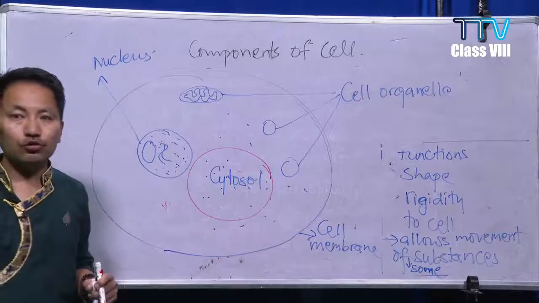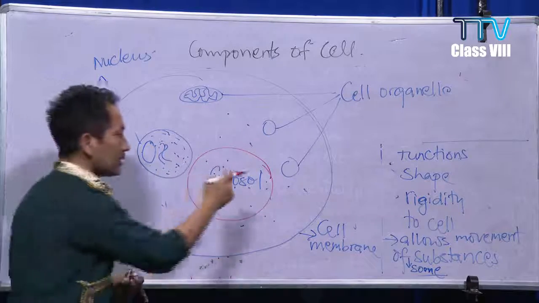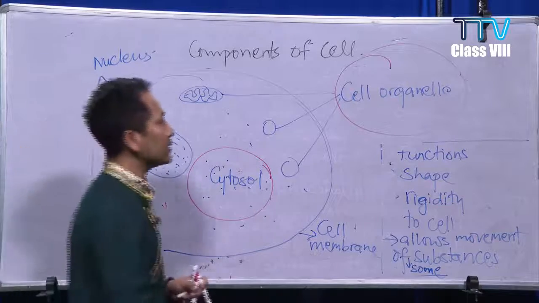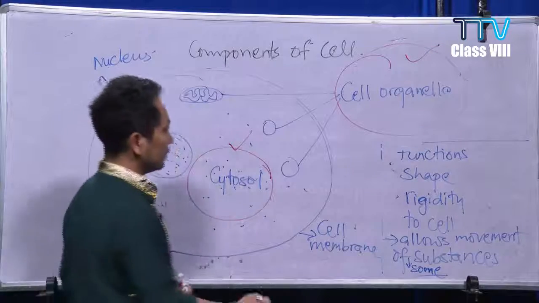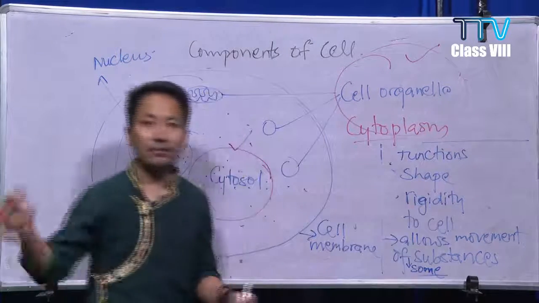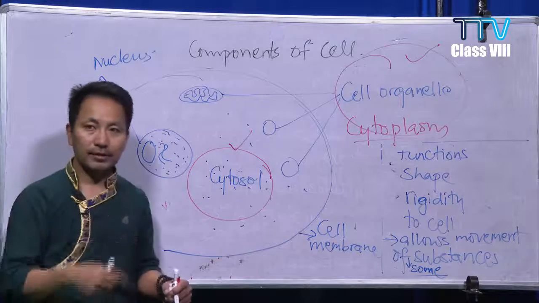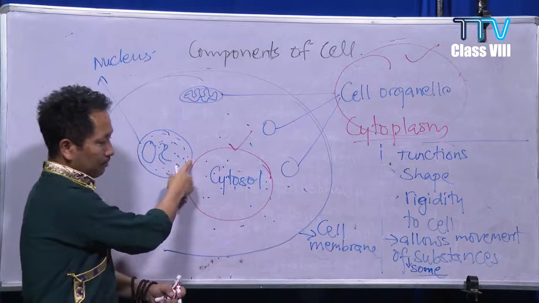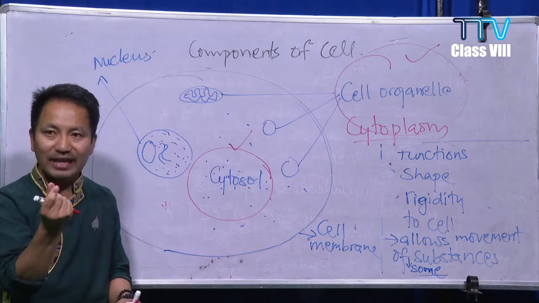This cytosol in the cell, and the cell organelles together, we call it as cytoplasm. This plus this is equal to cytoplasm. There is a difference between cytoplasm and cytosol. The nucleus and the cell membrane are jelly-like substance.